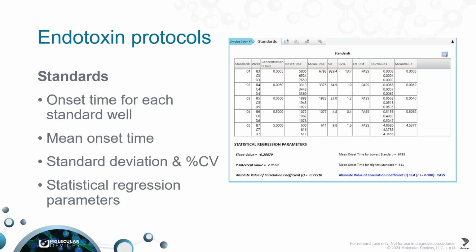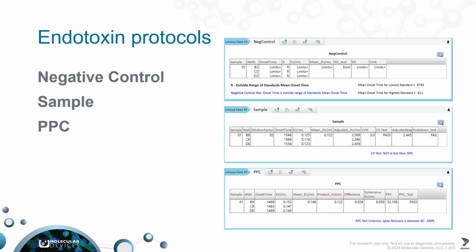The sections I'm showing here are for the negative control, the sample, and the positive product control. The negative control should confirm the absence of detectable endotoxin in the assay system, and as you can see here, it does. In the sample section, you get to see whether endotoxin that's detected is under the limit that you've set for your assay. In this example, although the assay replicates are good, you can see the percent CV is less than 20 for each set of replicates. The sample endotoxin concentration has in fact exceeded the test limit, so the overall result is a fail here.